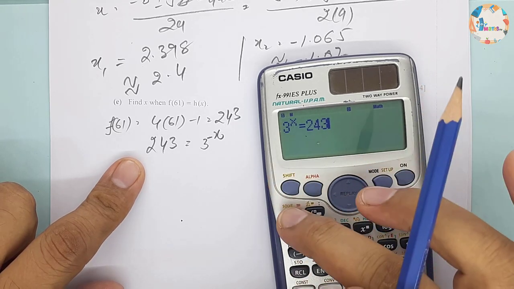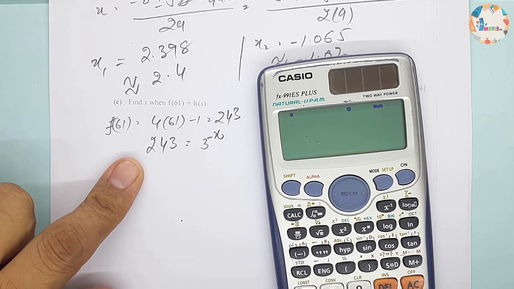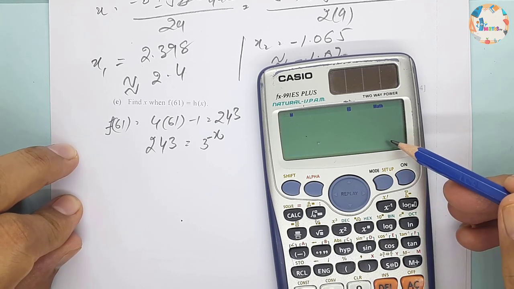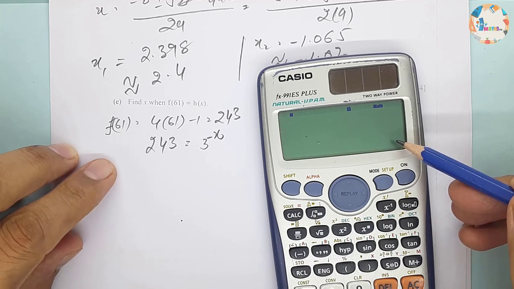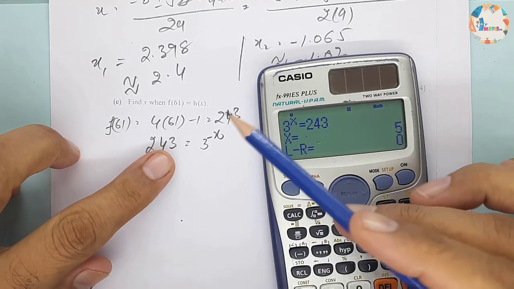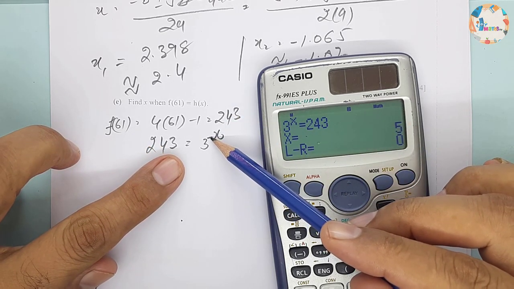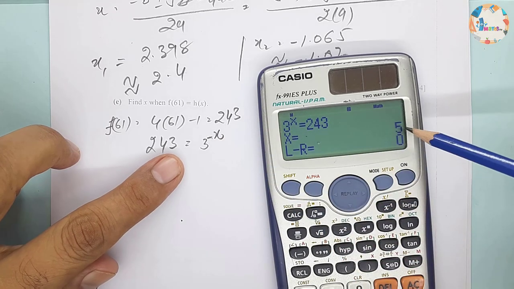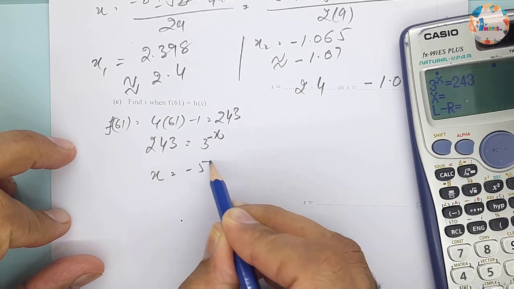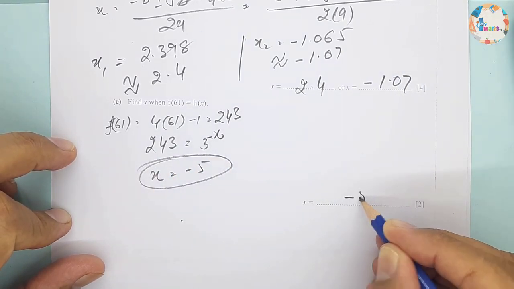Now shift solve, for x is equal to 1 we will be solving this one, and it will take a few seconds, so you will have to wait for this screen to come. This one we got 5, so our answer will be minus 5 because we have not intentionally added this minus. So x is equal to minus 5, this will be our answer, and we can write here minus 5 as the answer.